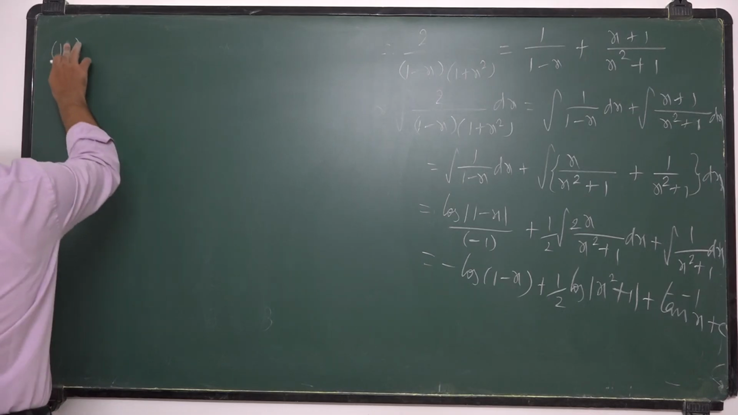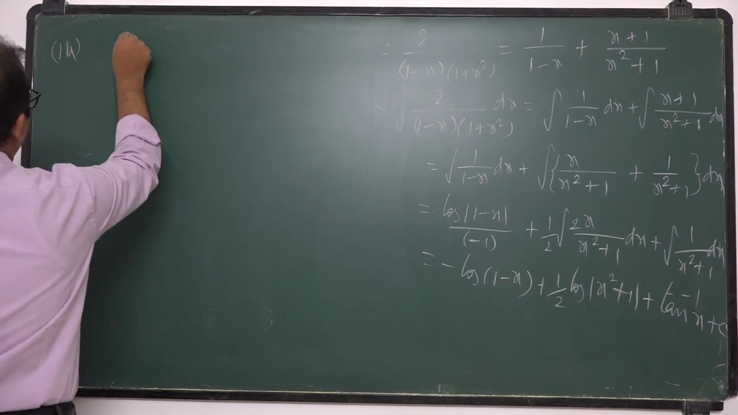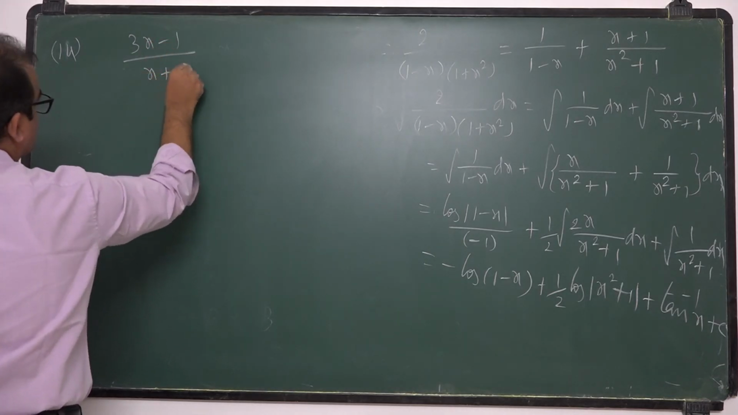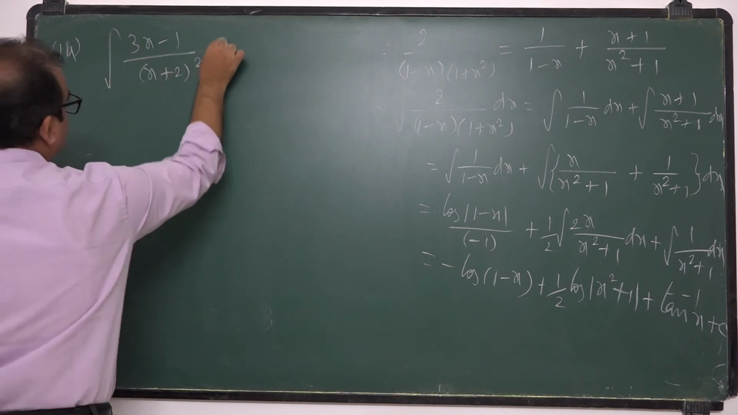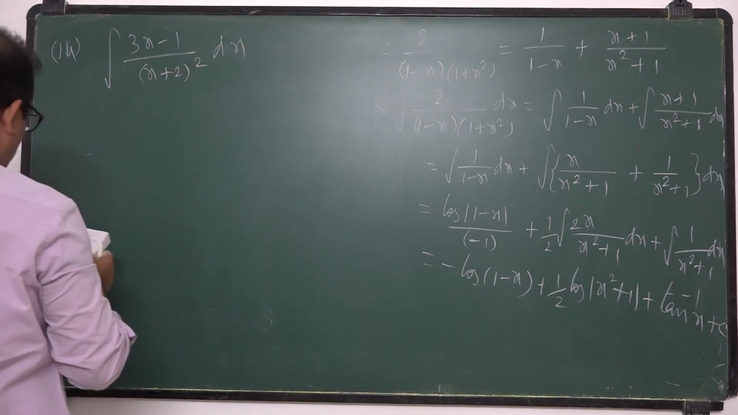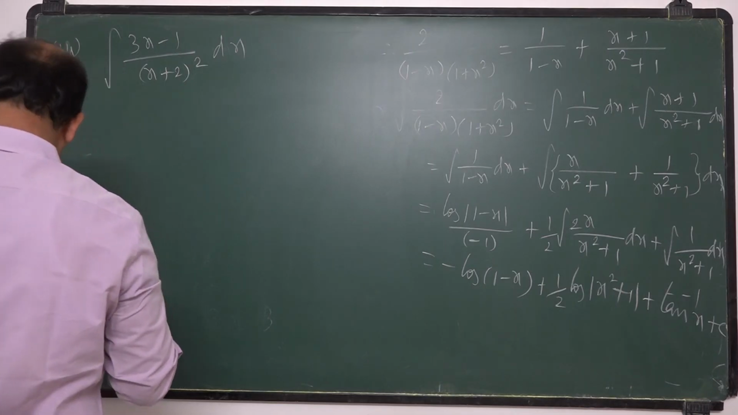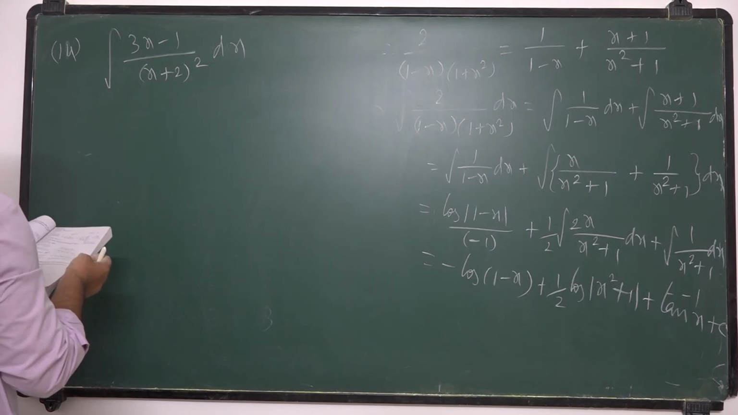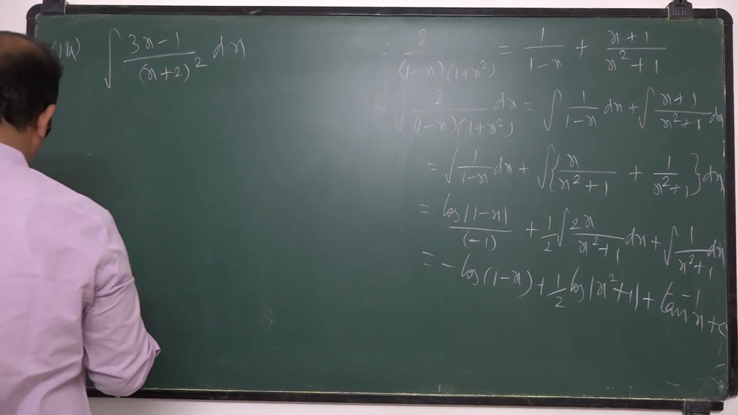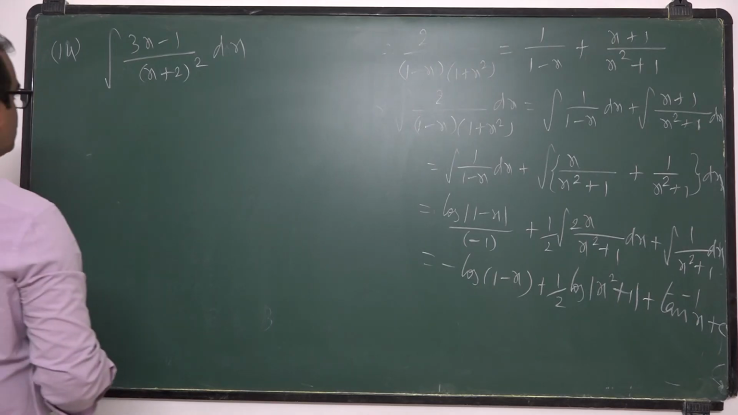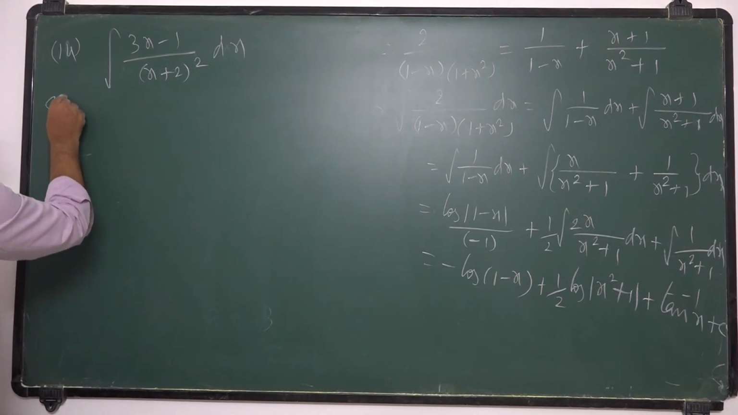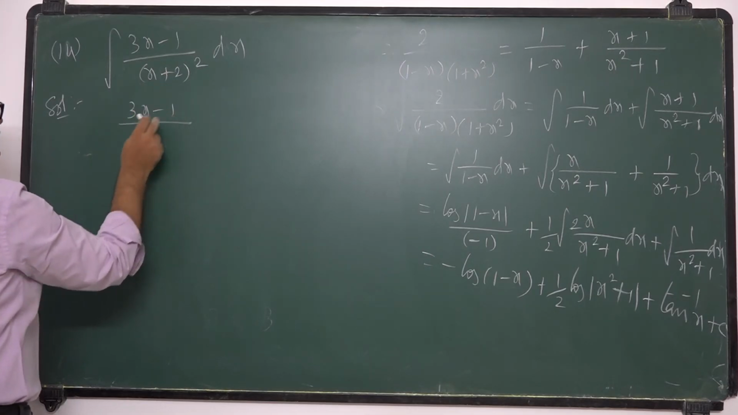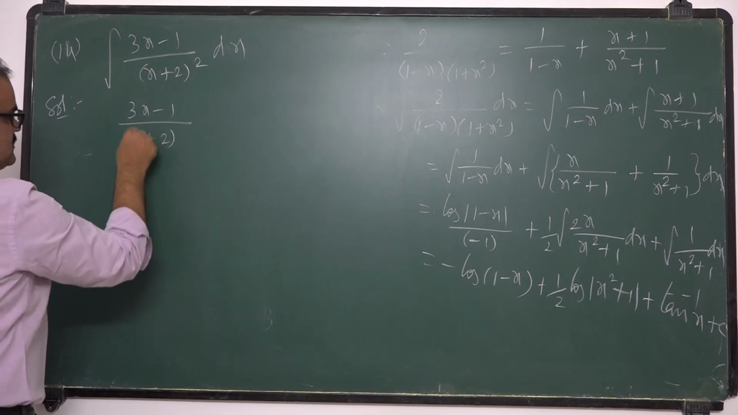13th one completed. Next 14th. Integral (3x minus 1) by (x plus 2) whole square. What is the given function? (3x minus 1) by (x plus 2) whole square.